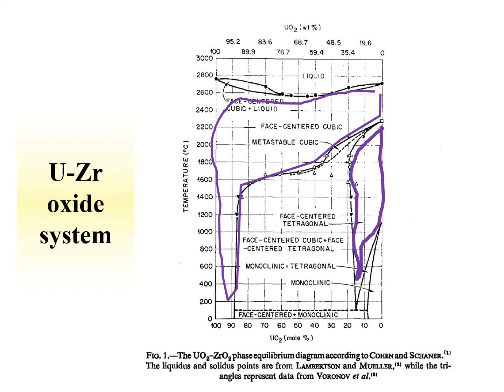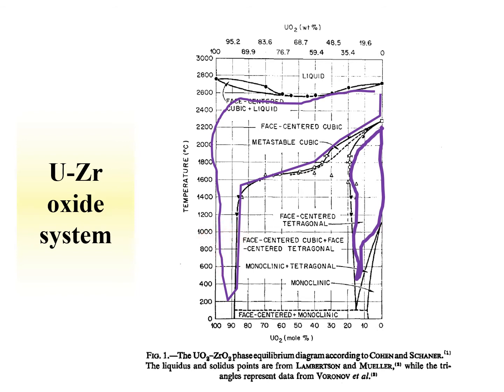An example of the uranium zirconium oxide system is shown here. This is the phase diagram showing temperature plotted against the percent by mole of UO2. 100% UO2, 0% UO2. So you would imagine a nuclear fuel. You would be somewhere in this regime.